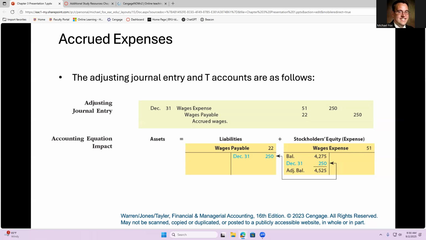So at the end of the month, we look, are there any expenses we've incurred during this month that we haven't paid during the same month? And if so, we need to record them at the end of the month so they'll show up on the income statement. Because the income statement, to be accurate, has to show all expenses we've incurred during the month. We have to match them to the revenue we've earned during the month.